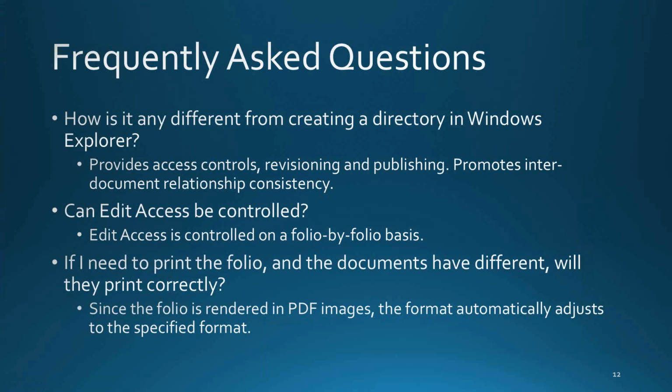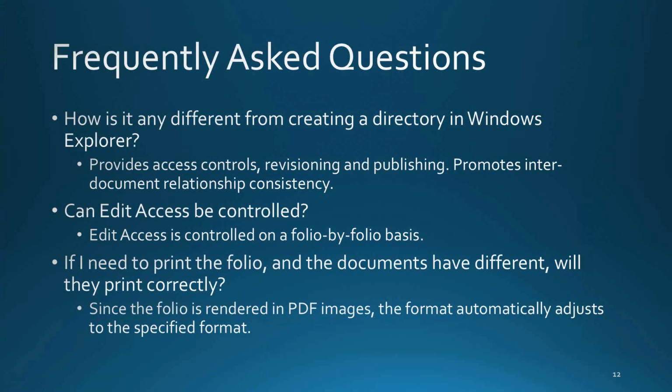Well, we give you access control so that some people can view it, some people can edit it. And you can see the different revisions for every document. So you won't see just the latest one. You'll see every change that's been made in publishing, because that latest revision will be published but the others won't. And it promotes inter-document relationship consistency. So you can control your edit access. You can choose which user group can edit it, who can view it, who can delete it, etc.